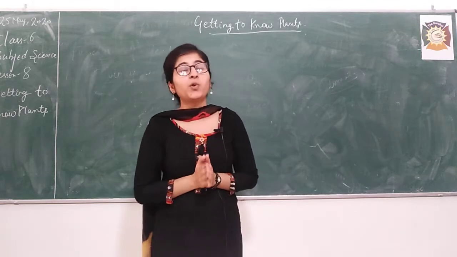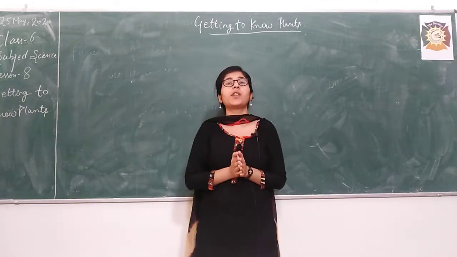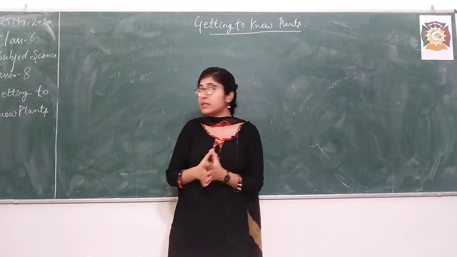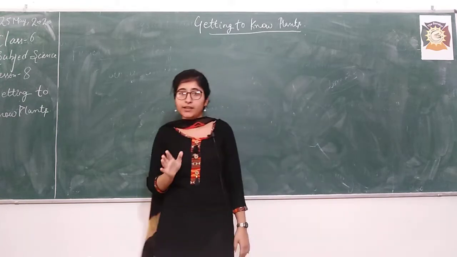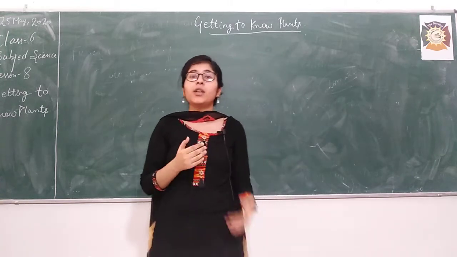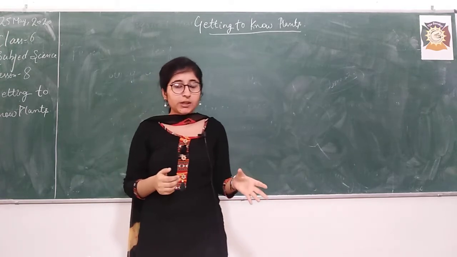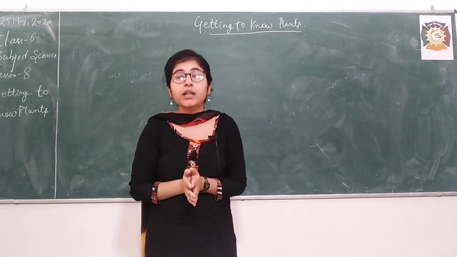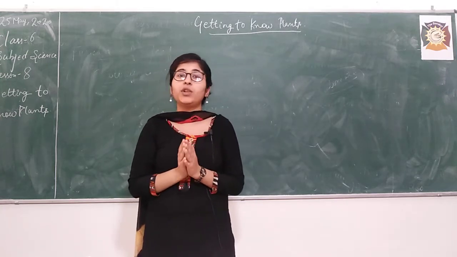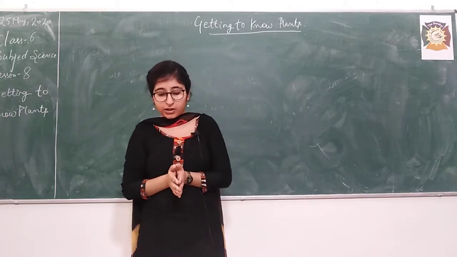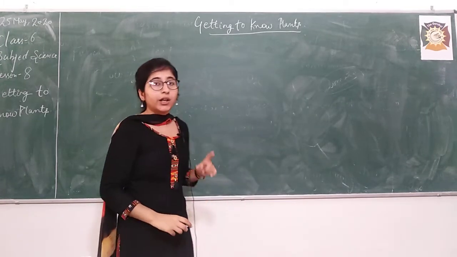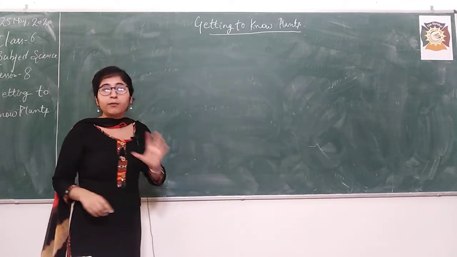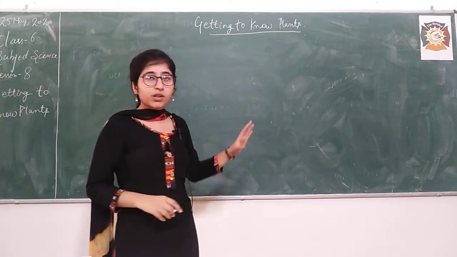In the previous few classes, we have started a lot of things about plants. We learned various important parts of plants in this chapter, getting to know plants. What were those parts? In the initial classes, we started the root system, then the shoot system. In the shoot system we have already covered the stem part in detail, and we are doing the leaf part right now. In the last class I told you various important parts of a leaf. I hope you have gone through that video and understood this topic well.